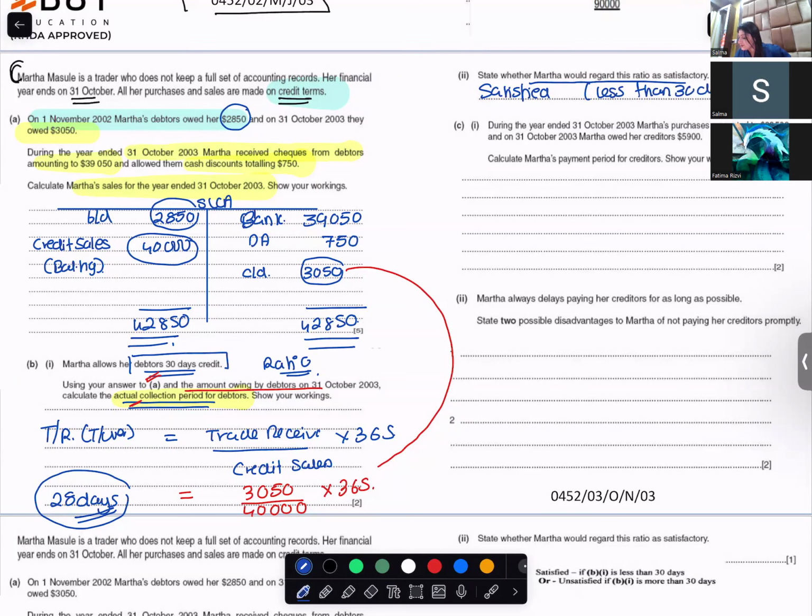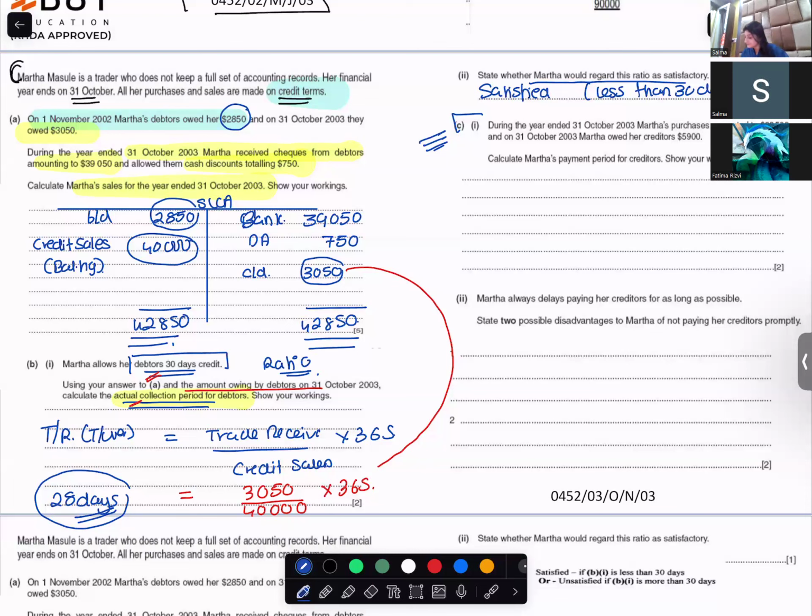Did you do this C part? I did, but I didn't understand it. Okay, read it. During the year ended 31st October 2003, Martha's purchases amount to 33,500, and on 31st October 2003, Martha owed her creditors 5,900. Calculate Martha's payment period for creditors.